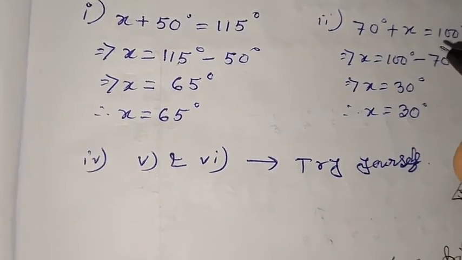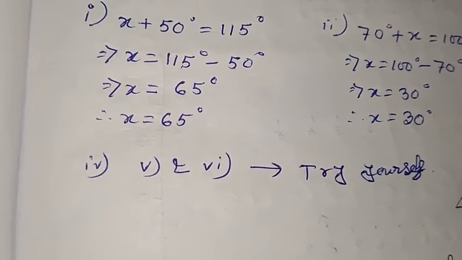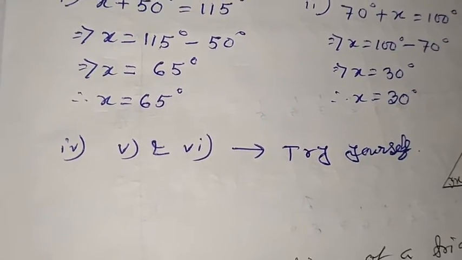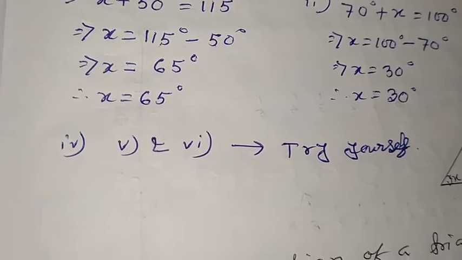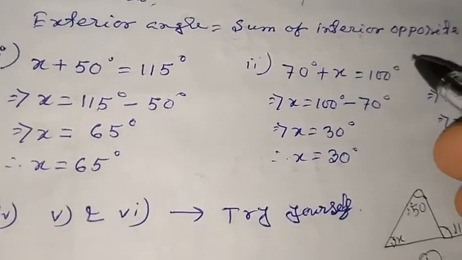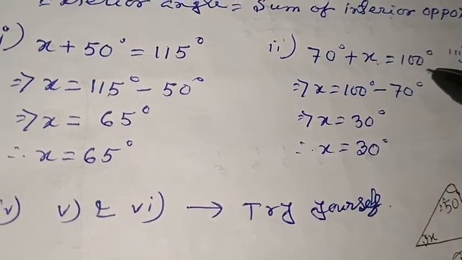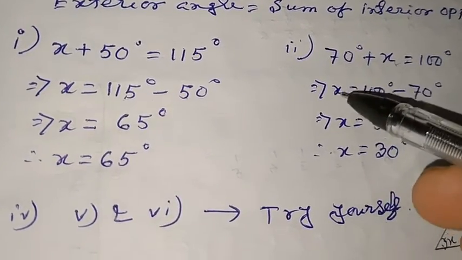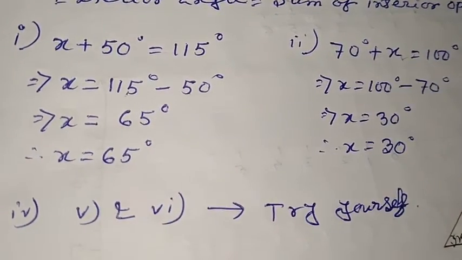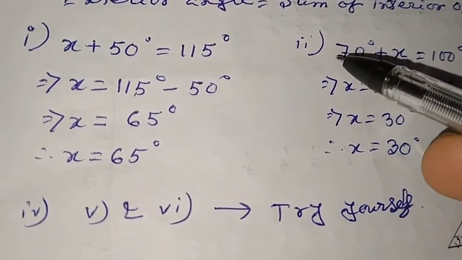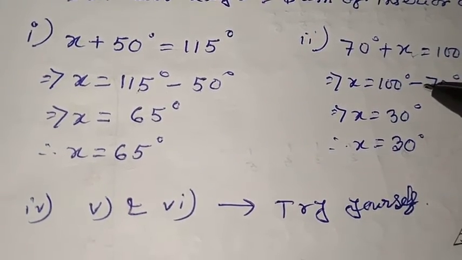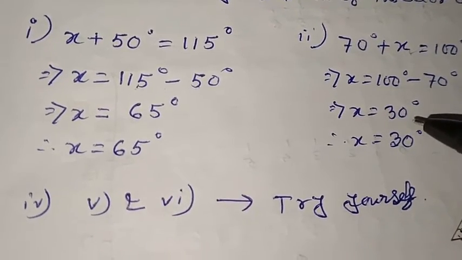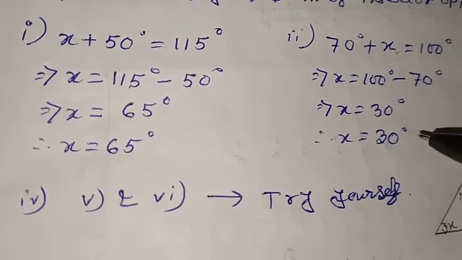Number 2, in the same way you can see the figure of number 2, that the exterior angle is 100 degrees and the opposite interior angles are 70 degrees and x. So 70 degrees plus x equals the exterior angle, that is 100. So x equals 70 degrees goes to the right side by changing the sign. It is plus on this side, it is minus, and 100 is there. 100 minus 70 equals 30 degrees. So therefore x equals 30 degrees.